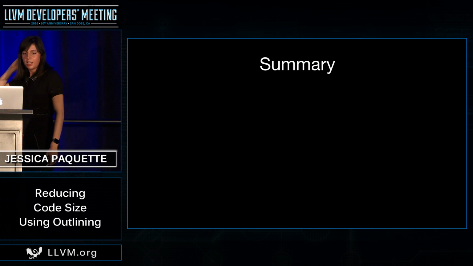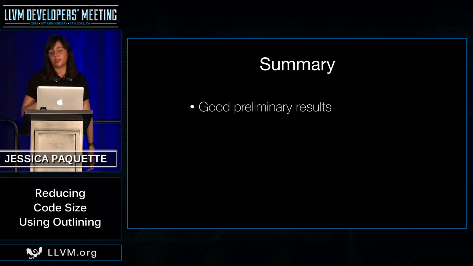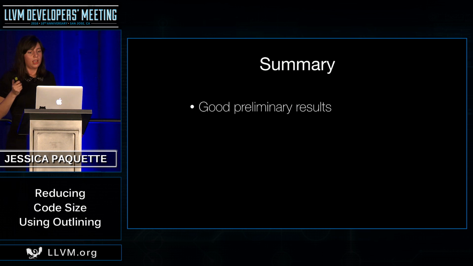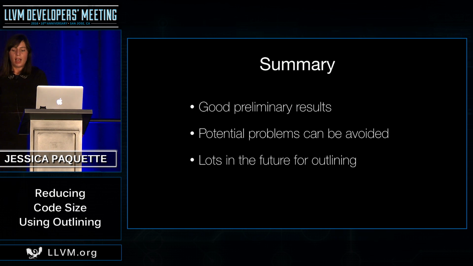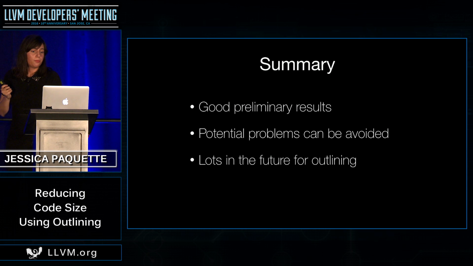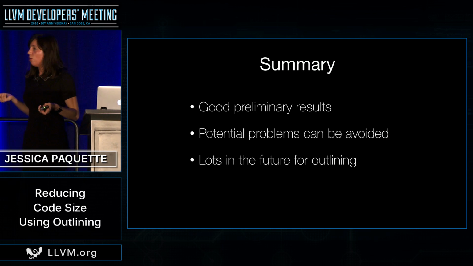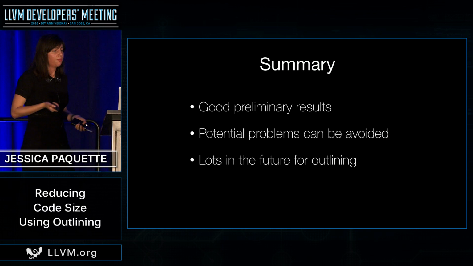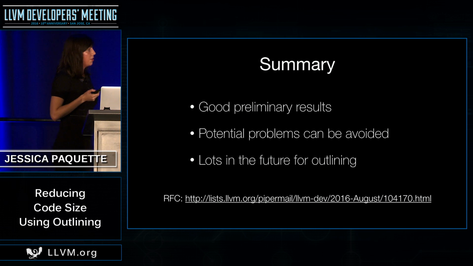So, in summary, we had some pretty good preliminary results with outlining that we can expect to get better. And the potential problems with outlining can be avoided. Outlining has a lot of potential. There are lots of cases in the current implementation that we don't handle right now, but we can easily extend it to handle. Also, if you're interested in reading about the outliner, you can go look at the RFC on the mailing list.